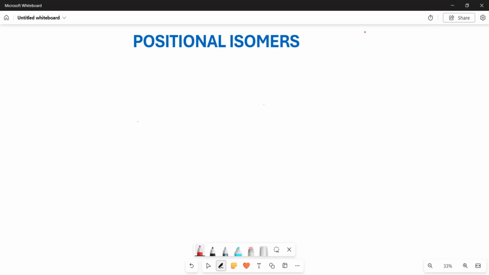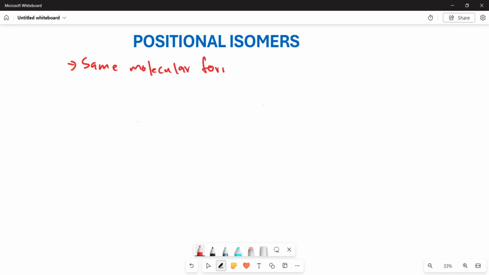Greetings everyone. What we are looking at now, basically, I want us to look at our positional isomers. What the word positional isomer means, basically. These are going to be those particular molecules that have the same molecular formula.